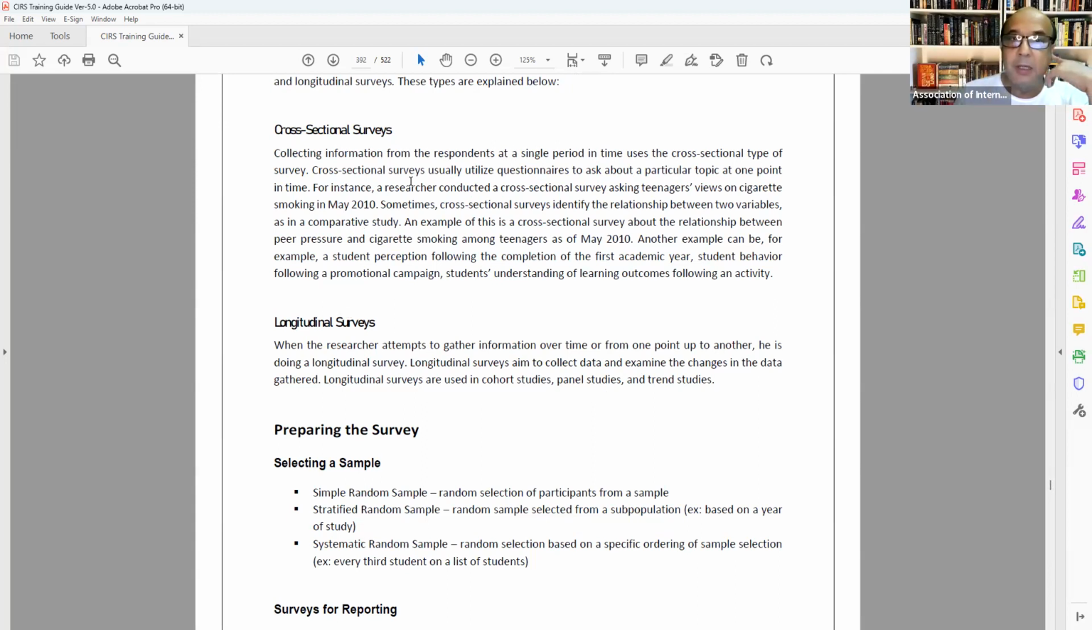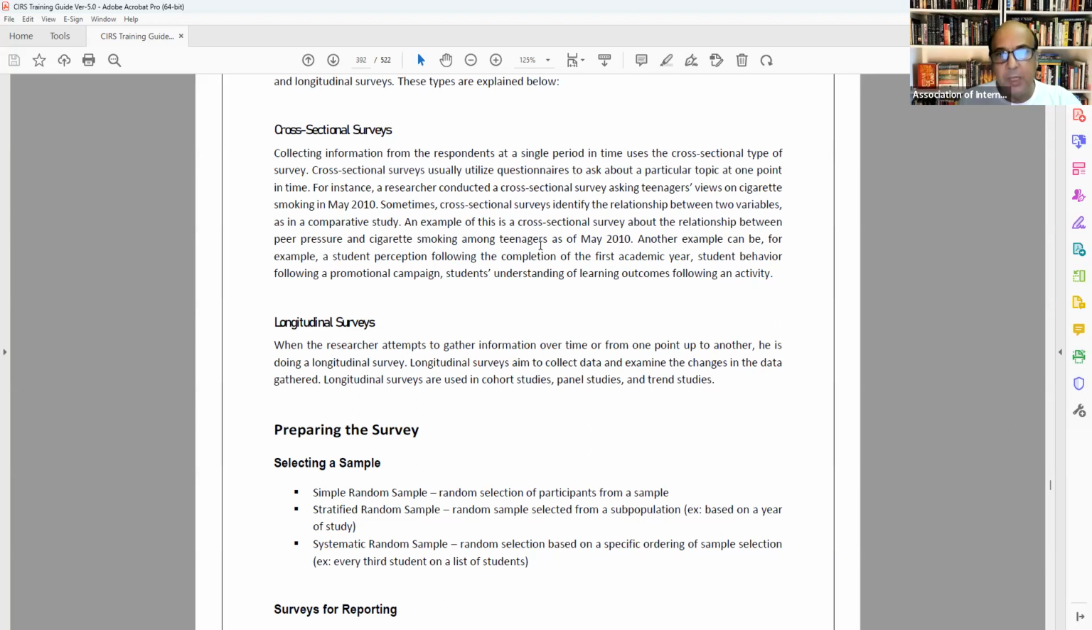Cross-sectional means that the survey questions, or the nature of the topics, is such that you can ask all the questions at the same time, and that would suffice. It is not a research that is long term and is not evolving. It is something that would have ready answers available for you if you put that survey in front of someone. So that is cross-sectional survey.